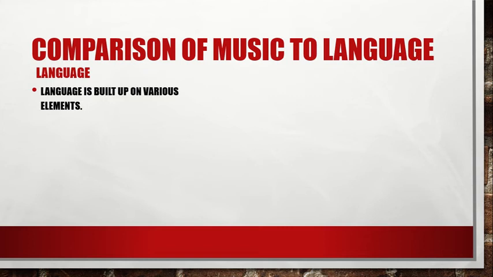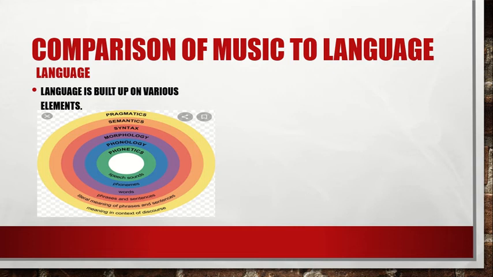If you notice, we have six elements of language. We have phonetics, phonology, morphology, syntax, semantics, and pragmatics. For example, phonetics is basically the study of speech sounds. In phonology, we have phonemes. Morphology is the study of words. We have syntax, which deals with phrases and sentences.